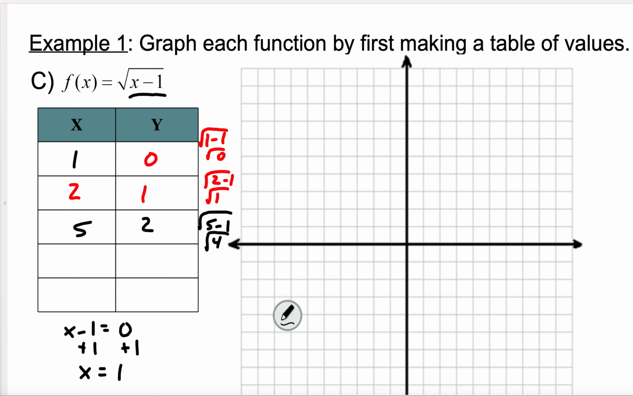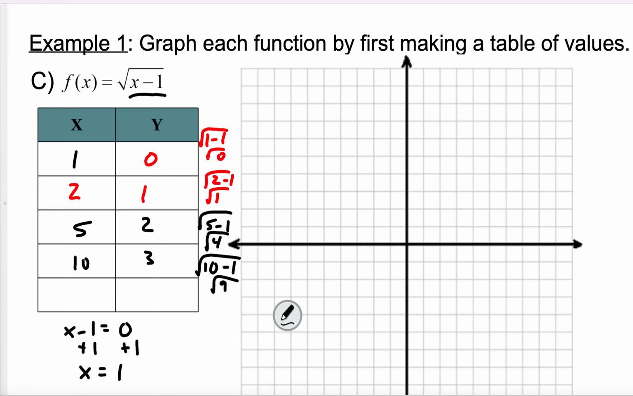Do you have to pick those? No, like I said, if you wanted to pick 1, 2, 3, 4, 5, that would work as well. 6, no. 7, no. 8, no. 9, no, that'd be square root of 8. What about 10? Yeah, 10's going to be a nice one. 10 minus 1 there is 9, and I could find the square root of 9.